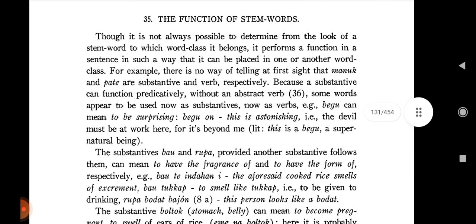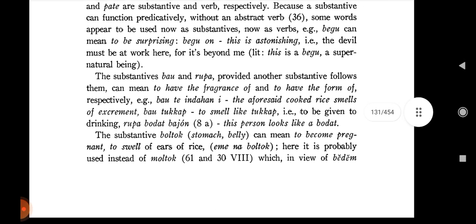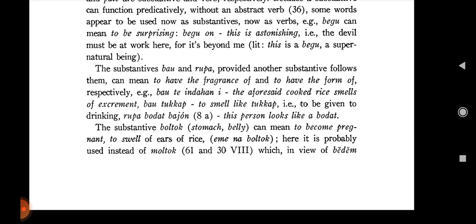The functions of stem words. Though it is not always possible to determine from the look of a stem word to which word class it belongs, it performs a function in a sentence in such a way that it can be placed in one or another word class. For example, there is no way of telling at first sight that manuk and pate are substantive and verb respectively, because a substantive can function predicatively without an abstract verb. 36. Some words appear to be used now as substantives, now as verbs.